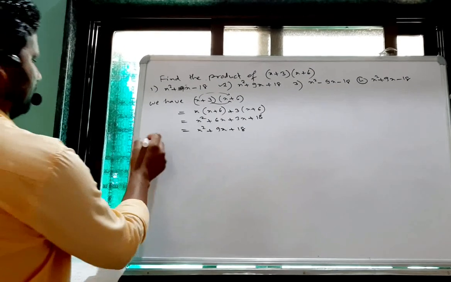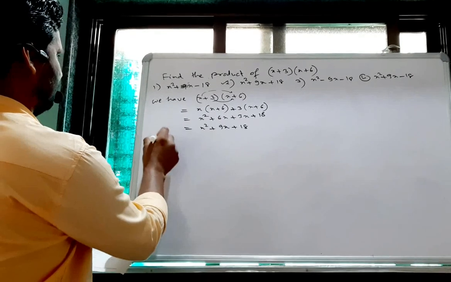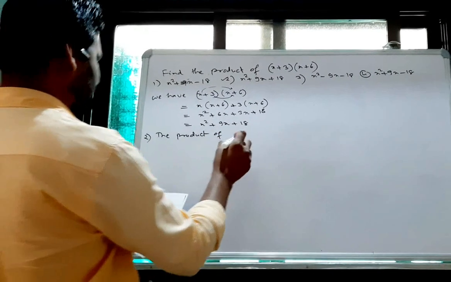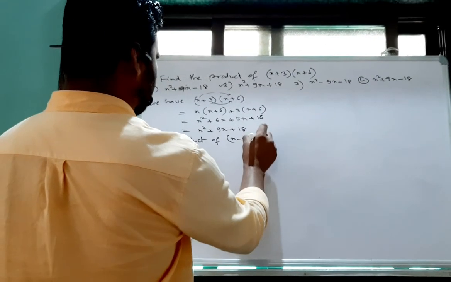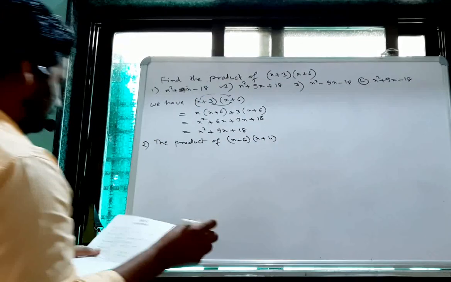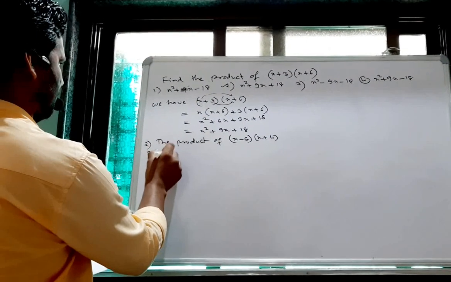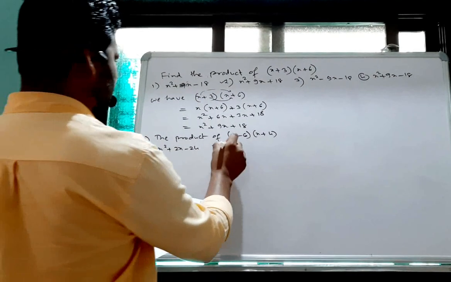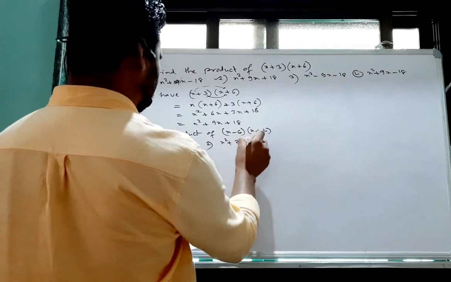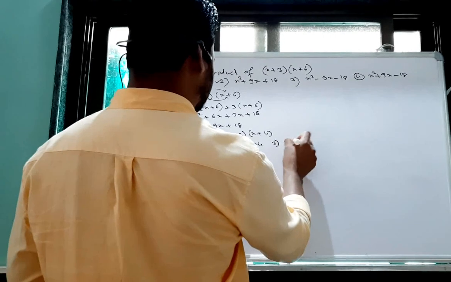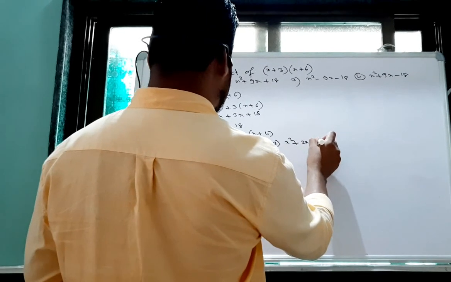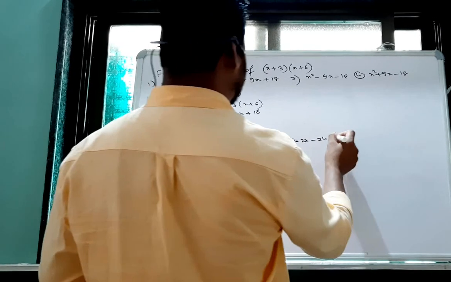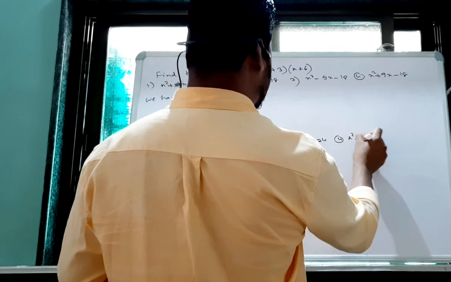The same way, another question is the product of x minus 6 into x plus 4. The first one is x square plus 2x minus 24. Second one, x square plus 2x plus 24. Third one, x square plus 2x minus 24. Fourth option, x square minus 2x minus 24.